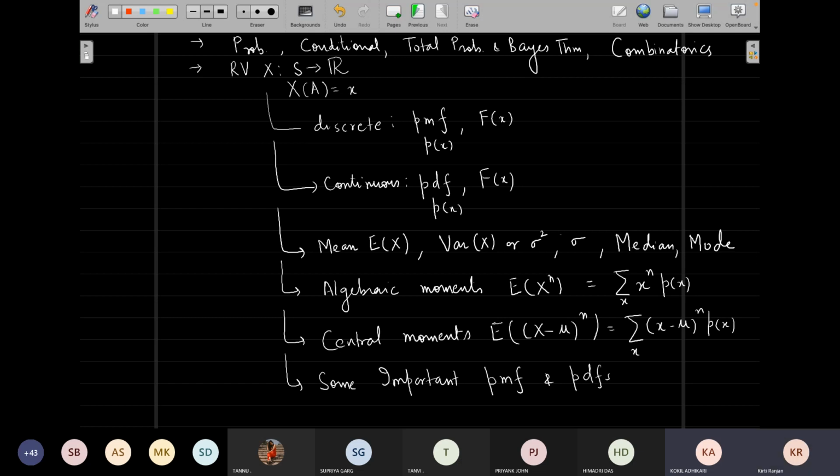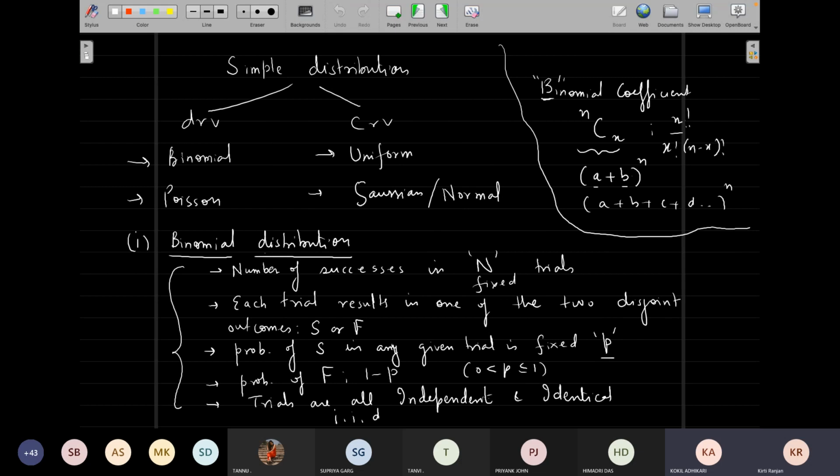And then basically coming to some important PMFs and the PDFs, the probability mass functions for the discrete ones. We started with binomial distribution. So here is what we were discussing about the binomial distribution. This is one of the first distributions with which we started.